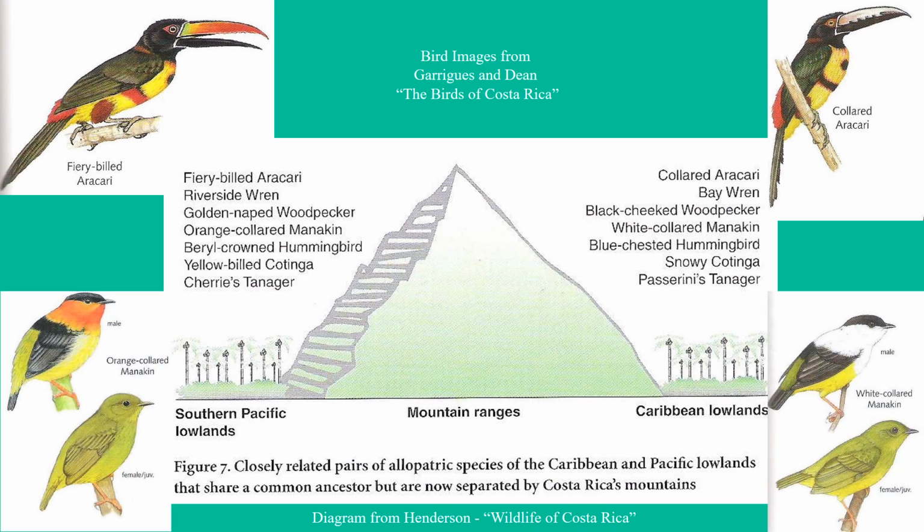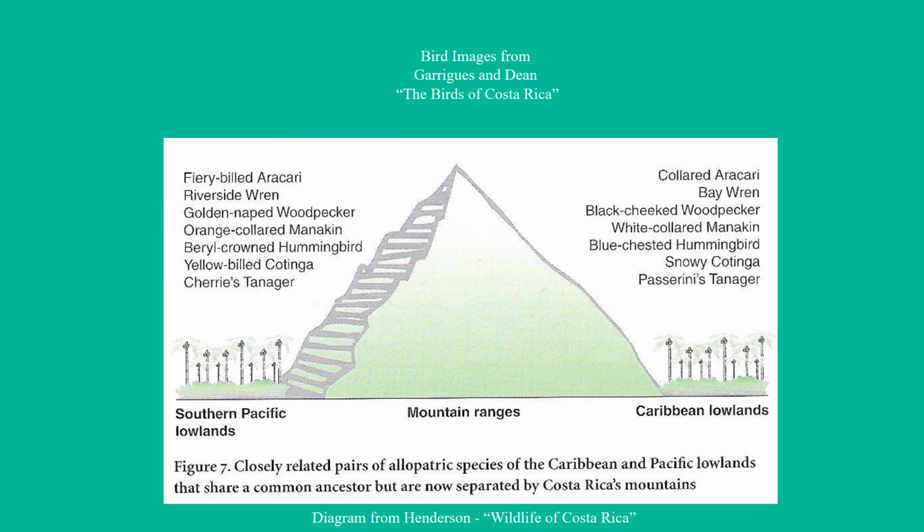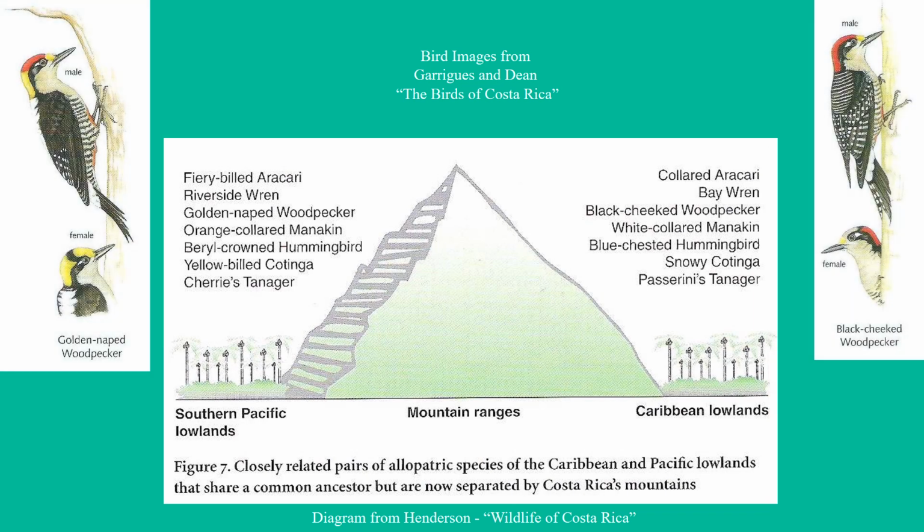Same sort of thing with the manakins. On the Pacific side, the males are orange. It's an orange collared manakin, and the white collared manakin is seen on the Caribbean lowlands, and then in Nicaragua up to Belize, further north from there. Likewise, for woodpeckers, golden-naped and black-cheeked, very similar. Golden-naped only on the southern Pacific side, black-cheeked only on the Caribbean side.